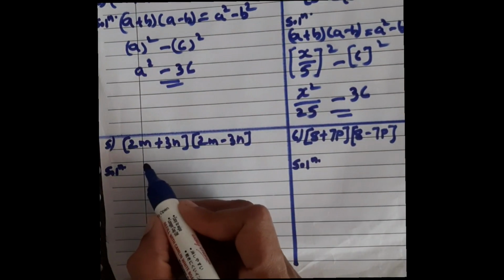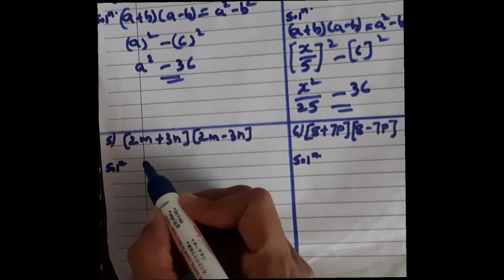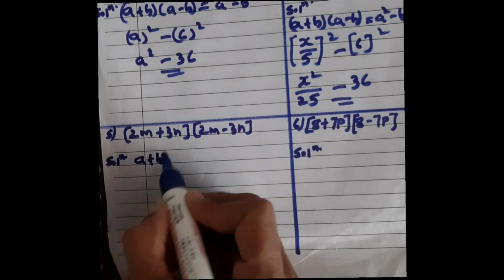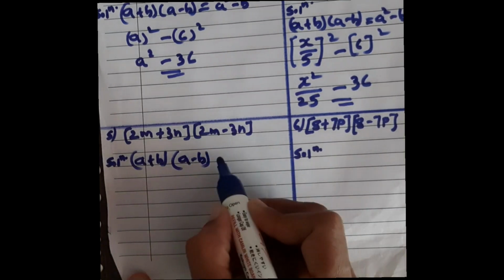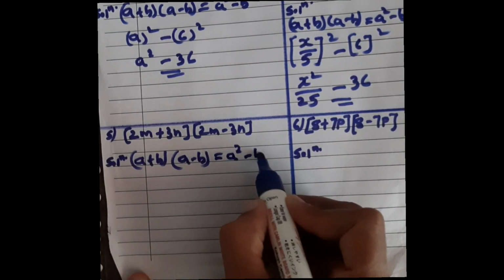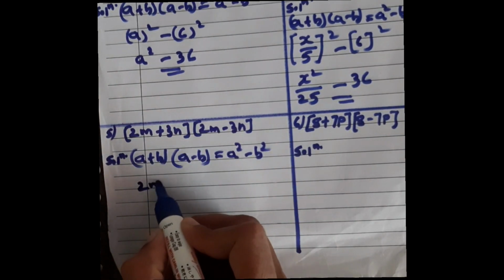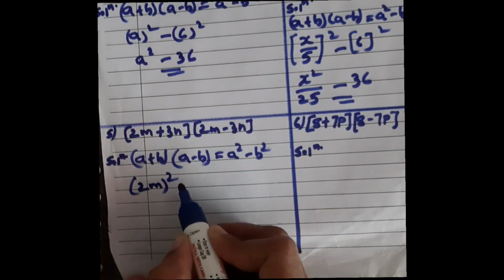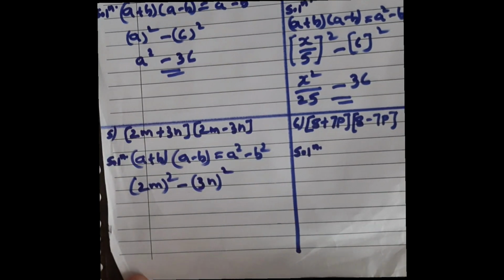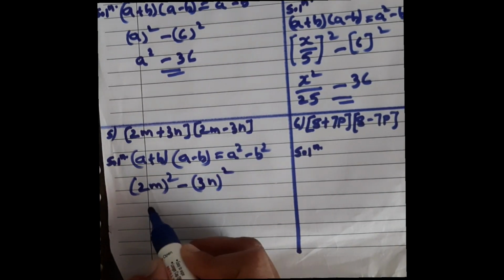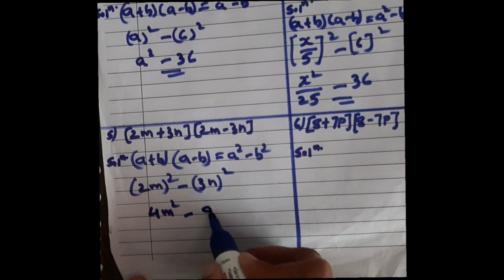Next, fifth question, (2m + 3n)(2m - 3n). This is also in the form of (a + b)(a - b), 2m minus 3n, is equal to a square minus b square. In the next step, 2m into 2m we have to multiply, plus into minus, minus 3n into 3n, 3n whole square. Now 2m into 2m means 4m square, minus 3n into 3n means 9n square.